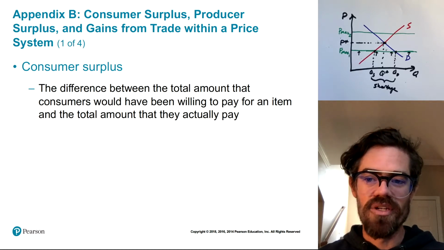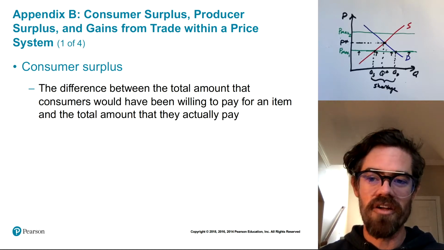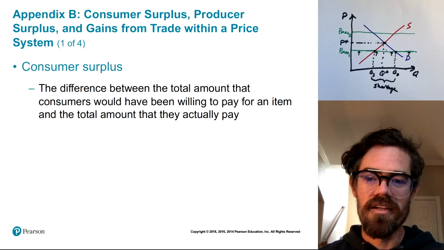Basically that $3 change that you got is your surplus. That's the gain that you obtained, right? Since you were willing to pay $5 for it, but you only had to pay $2, the difference there is $3. That's $3 of value that you gained. Okay, so that's the concept of consumer surplus.